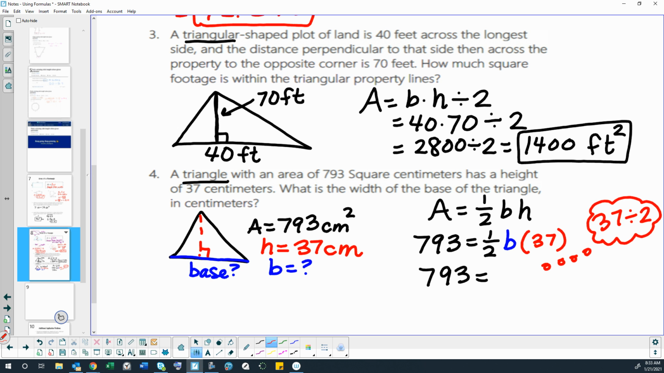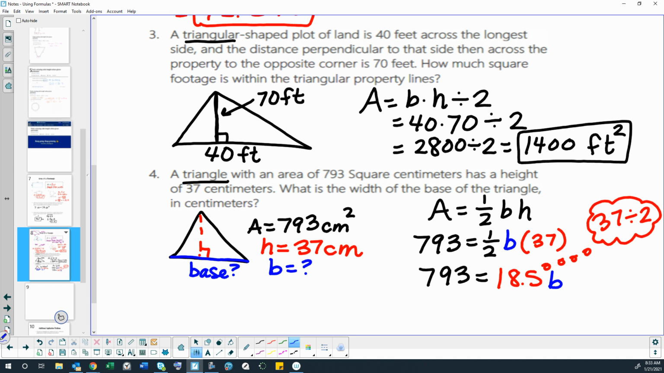Anybody? Let's see, 40 divided by 2 is 20. 38 divided by 2 would be 19. 36 would be 18. So I think it's 18.5. Really? Yeah, we're almost done. So I halved the 37 instead of multiplying the area by 2. It's still going to work.